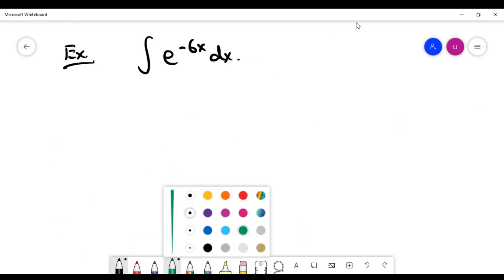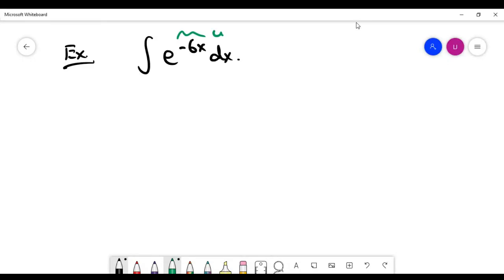So let's look at the second problem. It is actually similar to the first one. We can let u be minus 6x. And let's see why it is helpful. Because we can find the derivative in the second step. It becomes du equals minus 6 dx.